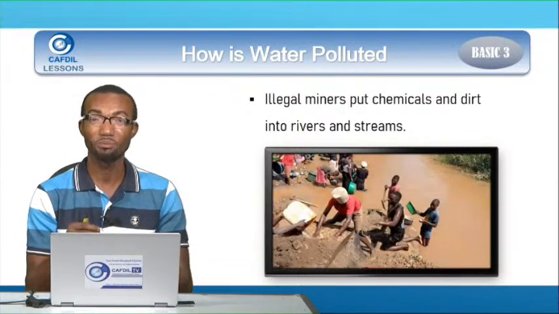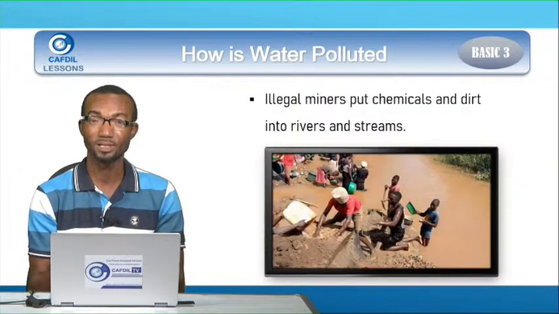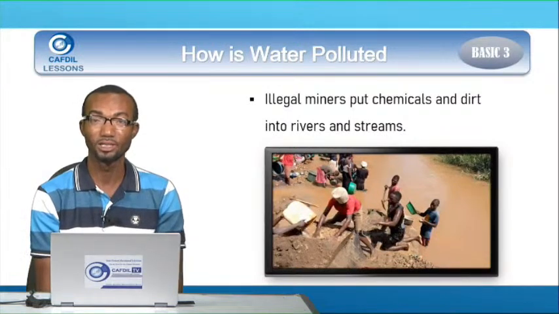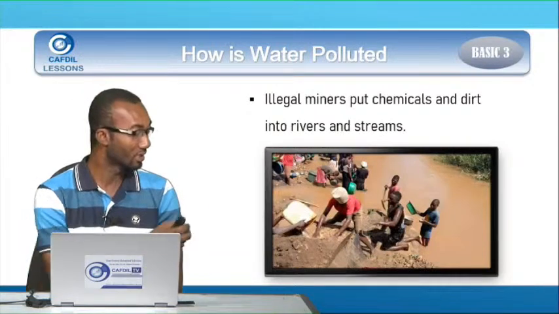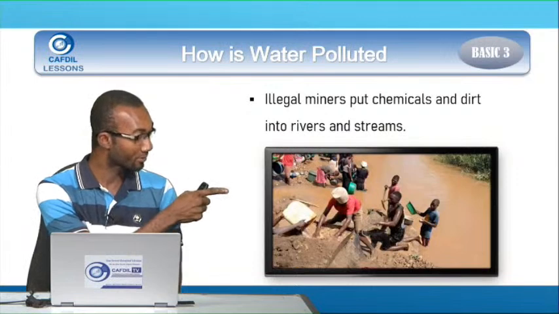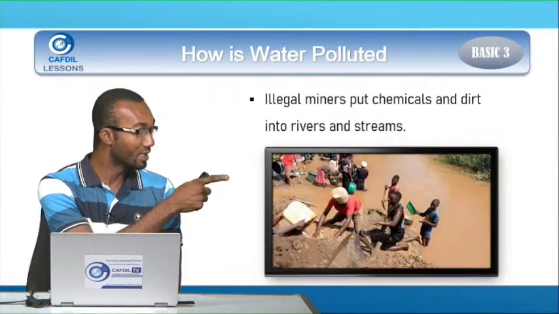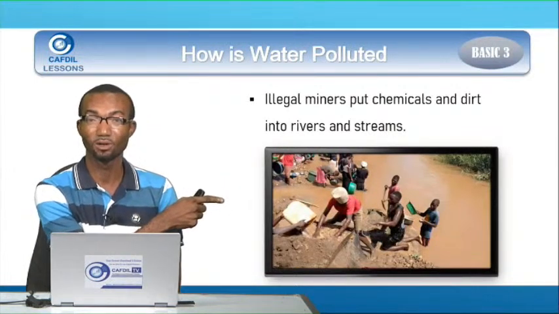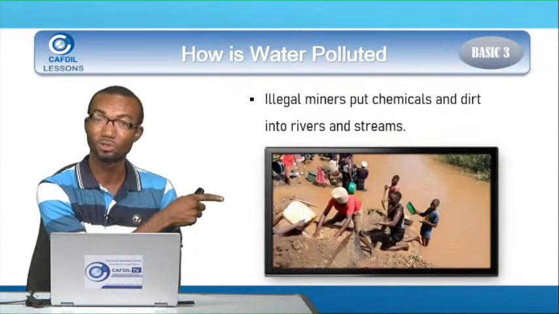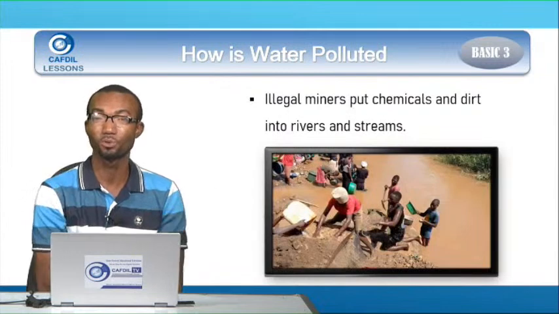They also add mercury that helps them to get the gold that they are looking for out of the soil. And these chemicals also get into the rivers and streams. So you see their activities are polluting this river. This river will lead to somebody's village or your town. And this is the kind of river that you also drink and then you also use for cooking.